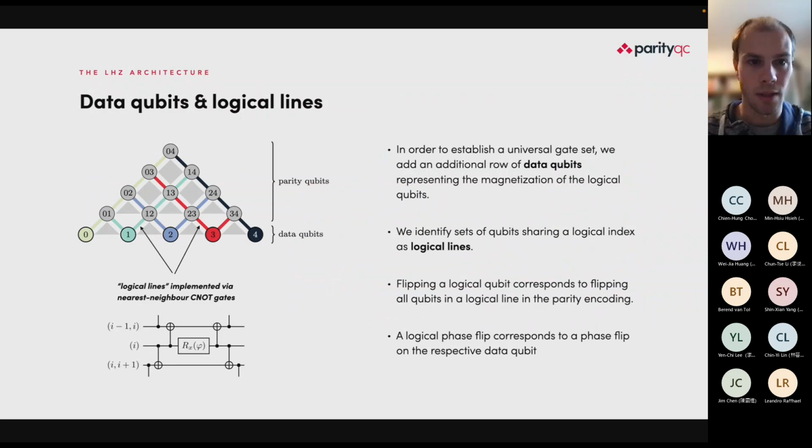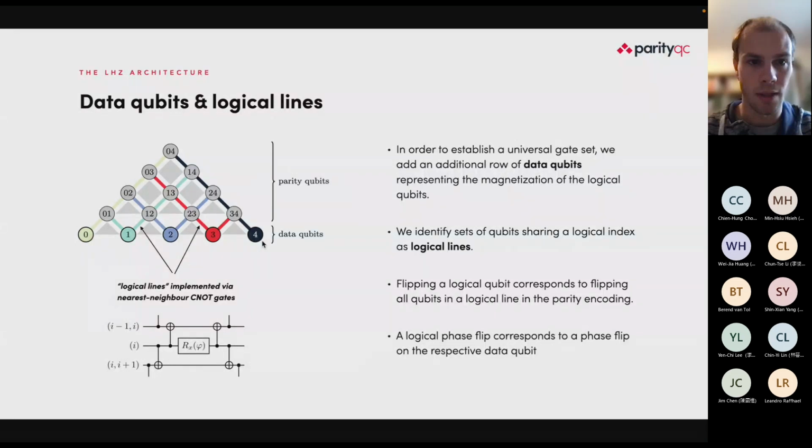One more thing that we need now for establishing the universal gate set is that we add this bottom row at the LHZ triangle of so-called data qubits. So what we had before was this triangle represented by the gray qubits. We refer to them as parity qubits, and we add this layer of data qubits, which basically represent the magnetization of the logical qubits.